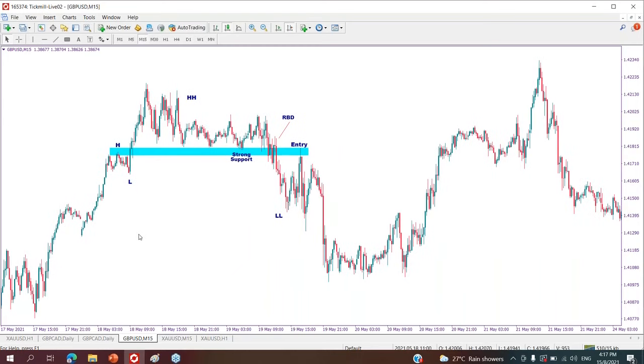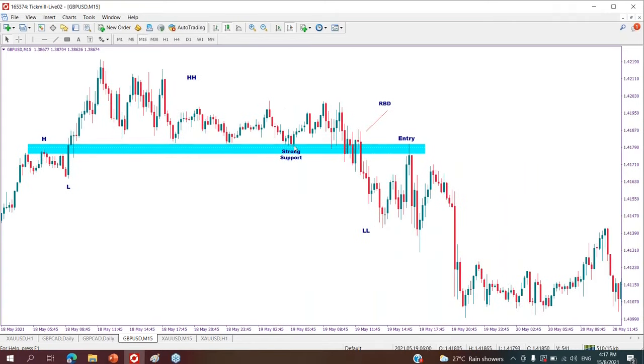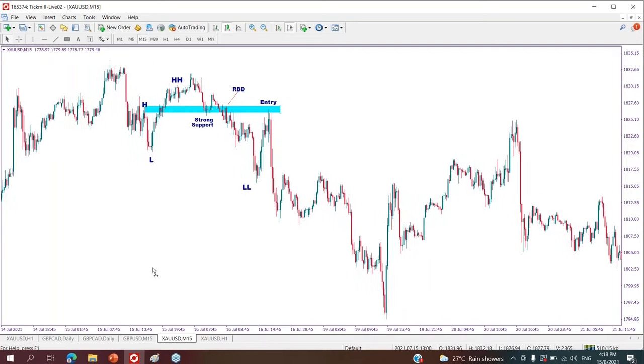And here is another example. We have a QM reversal. We have high, low, higher high, and lower low. And at the same time, we can see here we have strong support in the same line with rally, base, drop. So this is an SNRC2 setup. And the price came back and continued to fall.